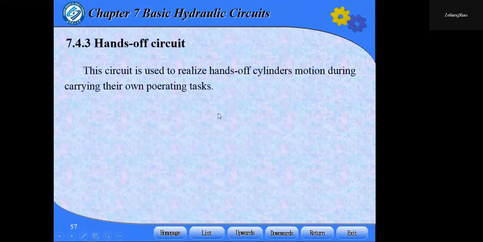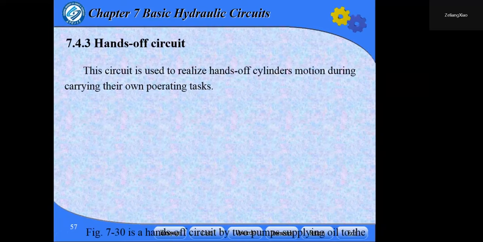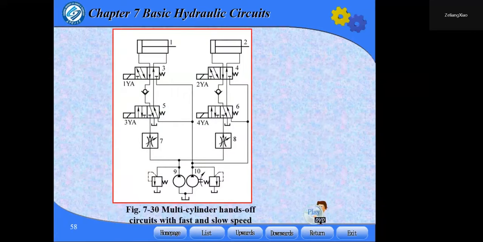The last one is the sequence circuit. This circuit is used to realize sequence for cylinders moving during carrying out their own operation tasks, as shown in this figure. This figure is a sequence circuit with two parts, which supplies oil to the pistons of the hydraulic cylinders, finishing automatically a cycle of motion of fast extends, slow extends, and fast retracts.